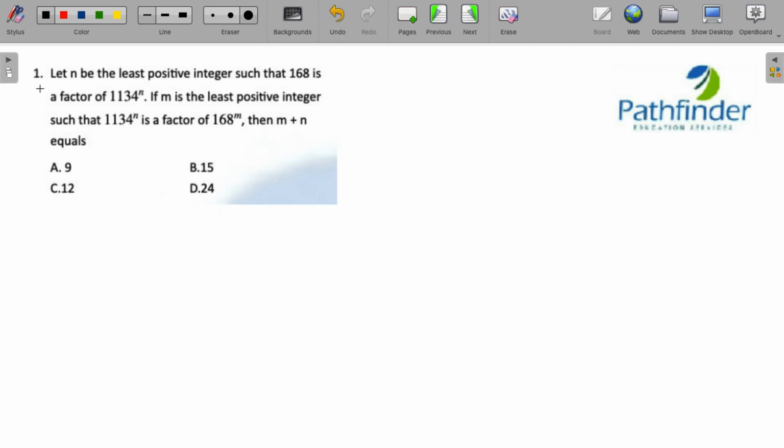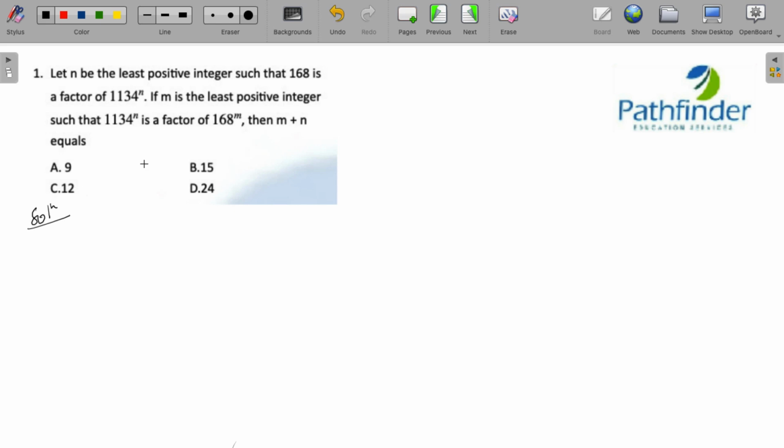CAT 2023 slot 1 quantitative aptitude question number 1. Let n be the least positive integer such that 168 is a factor of 1134 to the power of n. If m is the least positive integer such that 1134 to the power of n is a factor of 168 to the power of m, then m plus n equals.